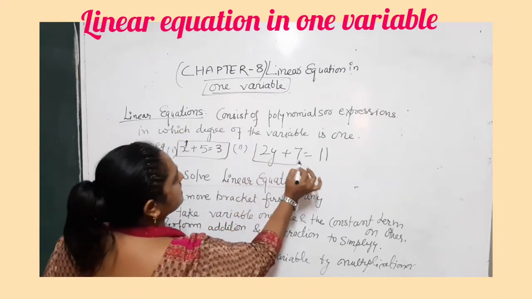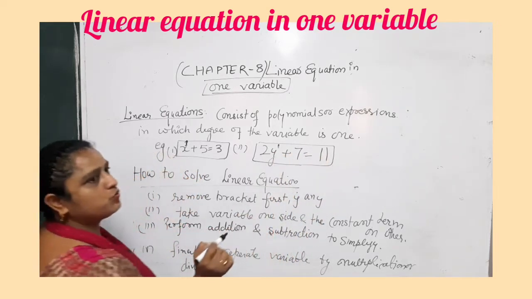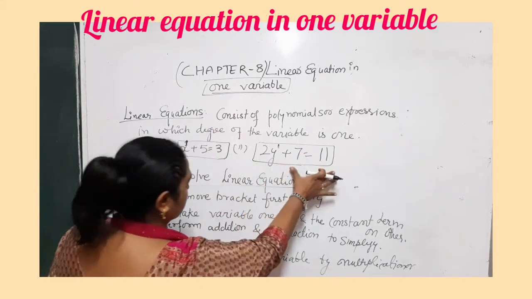Here another example is 2y plus 7 is equal to 11. The power of the variable is 1. Also the power is 1, which means it is a linear equation.